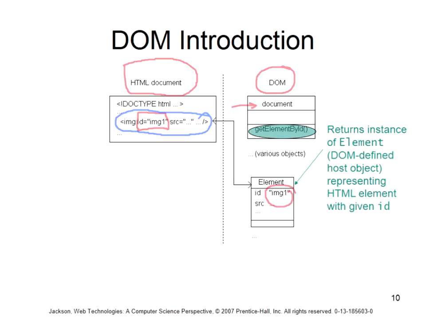So window.document.getElementById returns an instance of element representing the HTML element with the given ID. Any questions?